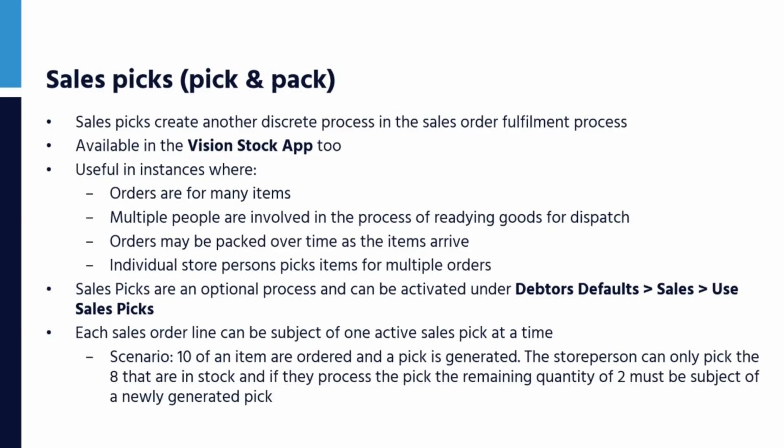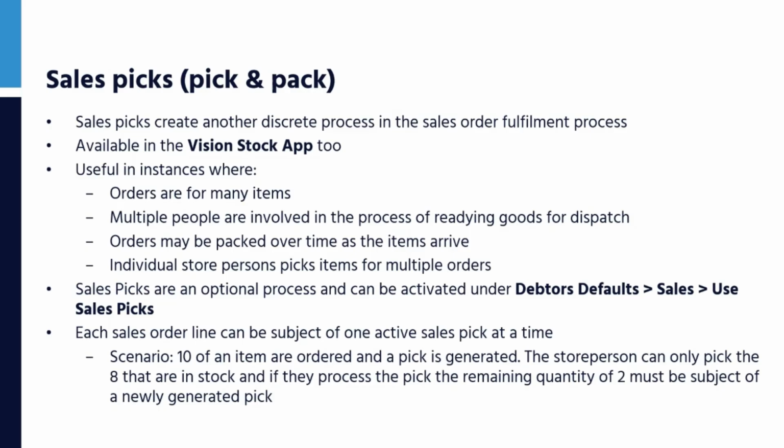So where you'd be looking to use the pick and pack process is where you have orders that are for lots of items, or you have multiple people that are involved in the process of getting stuff ready for dispatch, or the orders are progressively ready for dispatch as the items come in to fill that order. Or you have people that are running around various parts of the warehouse and picking the items for multiple orders. So there's a lot of different use cases there.